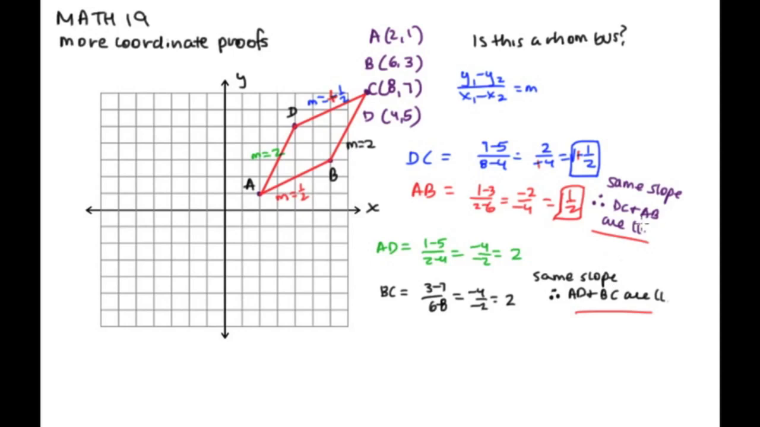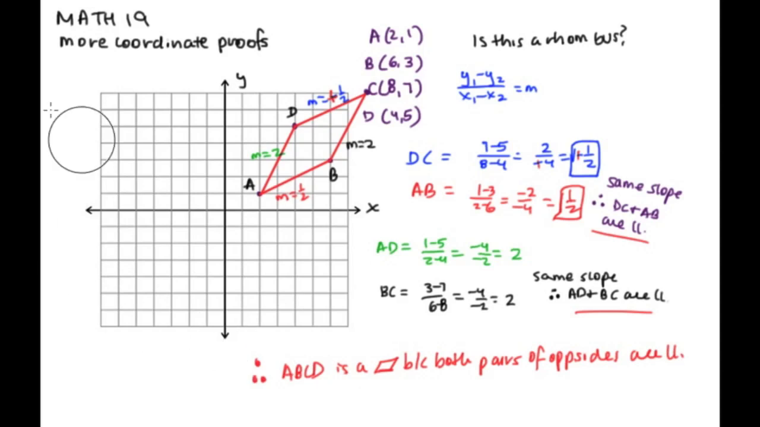So now we can write a therefore statement. Therefore, ABCD is a parallelogram because both pairs of opposite sides are parallel. Okay, so that would be your statement to show that the pairs of opposite sides are parallel.